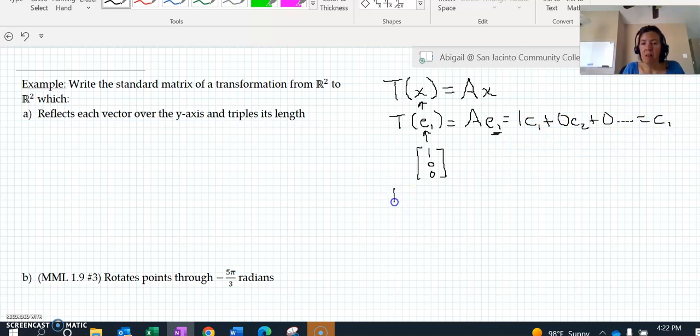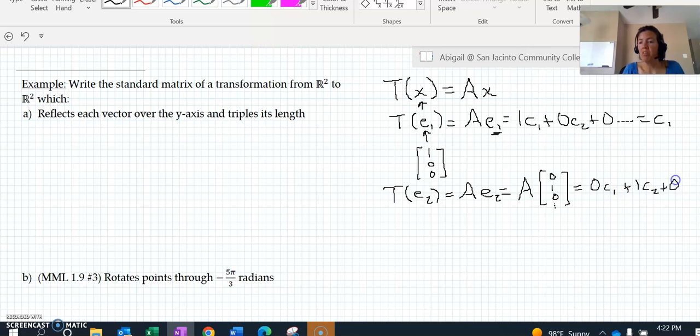If you do the same thing, but with E2, so that's equal to A times E2. Now we're talking about this matrix A times this vector that's got a 1 now in the second position and then zeros everywhere else. So you're going to end up with 0 times column 1 plus 1 times column 2 plus 0 times everything else. So you end up with just column 2.